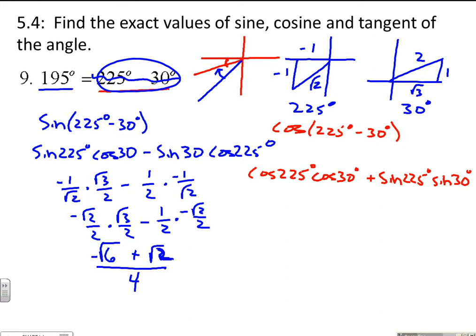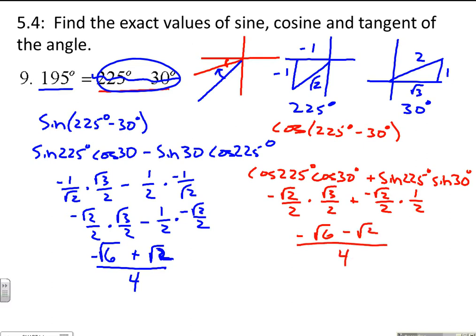Our cosine of 30 degrees is root 3 on 2, plus sine of 225, opposite, negative 1 on root 2 or negative root 2 on 2, rationalized, times sine of 30, 1/2. And we end up with negative root 6 minus root 2 all on 4.